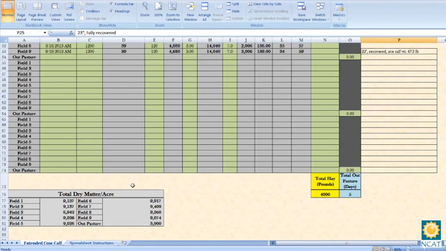The Cow-Calf Extended Calculator provides a simple and prompt means of analyzing your grazing program as you work your way through the grazing season. It will make management decisions much easier and give you confidence that you are on track with your grazing plan. I hope that this demonstration of the calculator helps out.